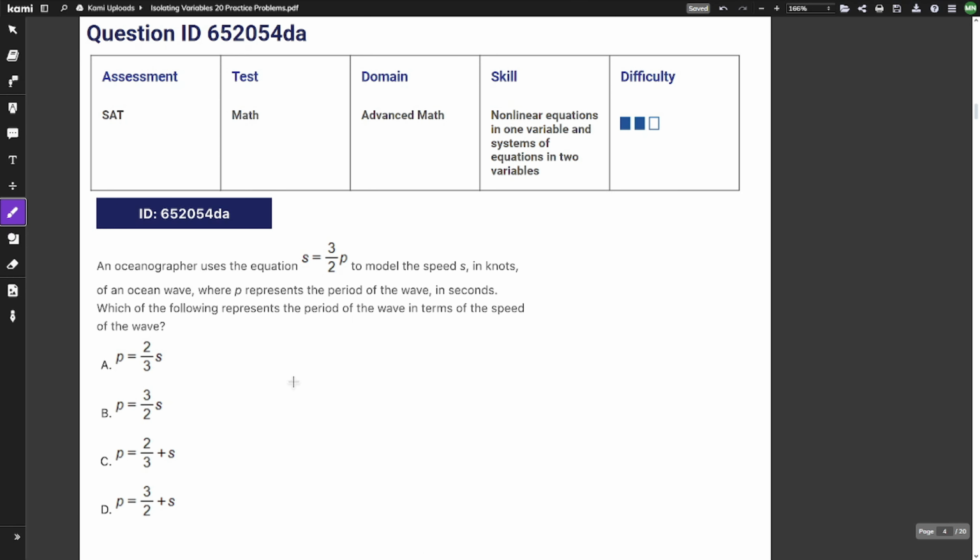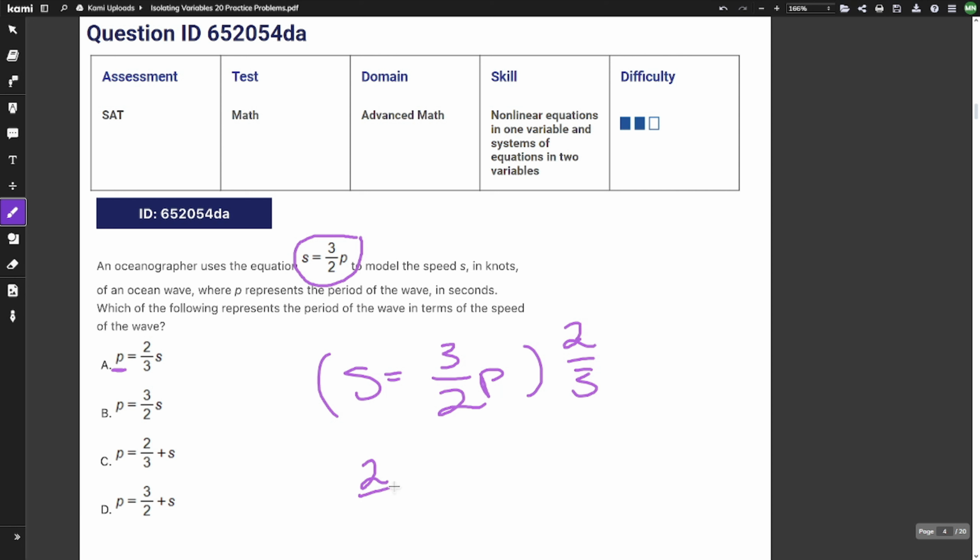Question number 4. And I'm not gonna lie, I'm getting tired of reading these questions. We know that we have an equation, and we want to get p by itself. So s is equal to 3 over 2 p. To get rid of this fraction, we're gonna have to multiply by the reciprocal, which is just the fraction flipped upside down. So everything multiplied by 2 over 3. 2 over 3 s is equal to p, so our answer is just A.